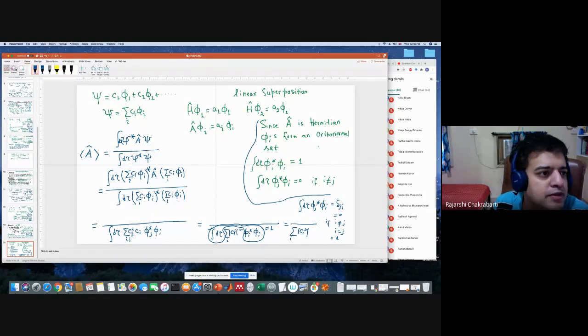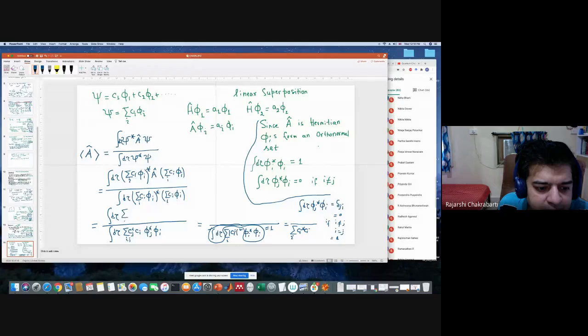Or if you don't like mod, just write Ci star Ci. So what about the numerator? In the numerator, you see that these are numbers, no? Ci, these are coefficients, these are numbers. So in a numerator, what you have here is something like, again I can club them together, something like Cj star Ci kind of thing, and then you have phi j star A phi i.